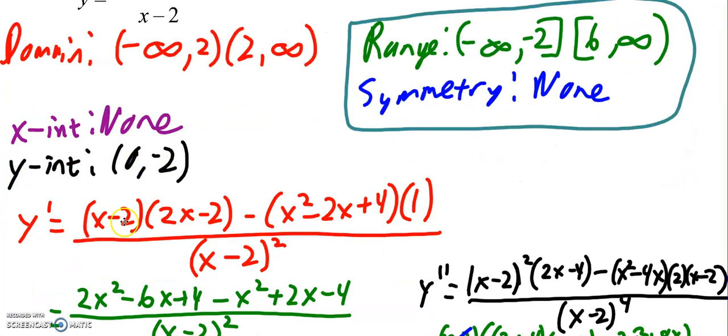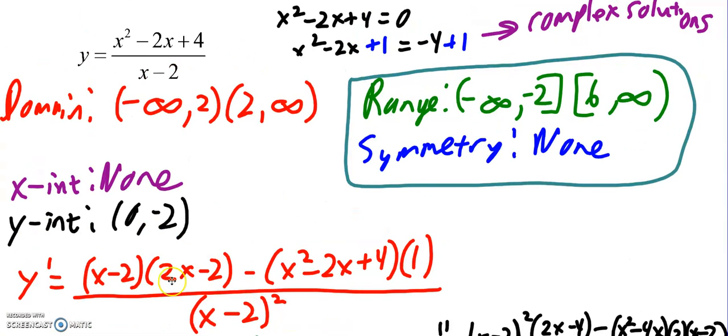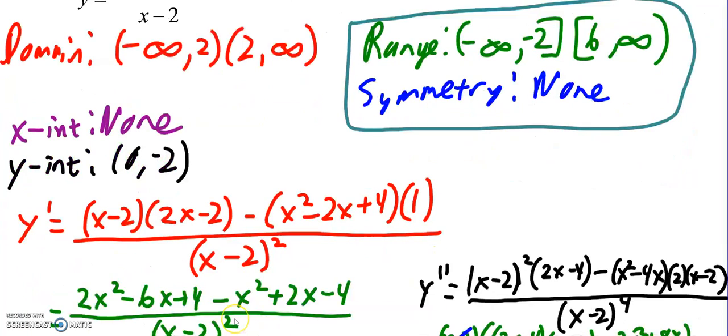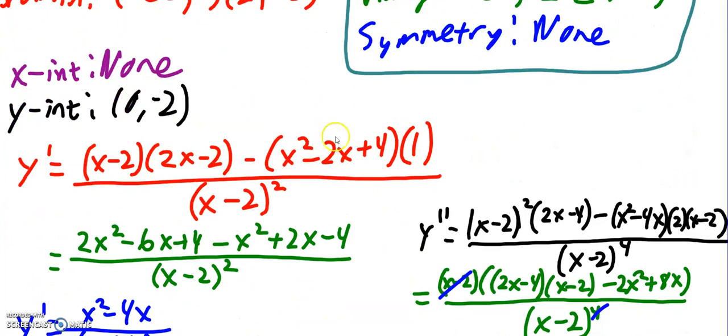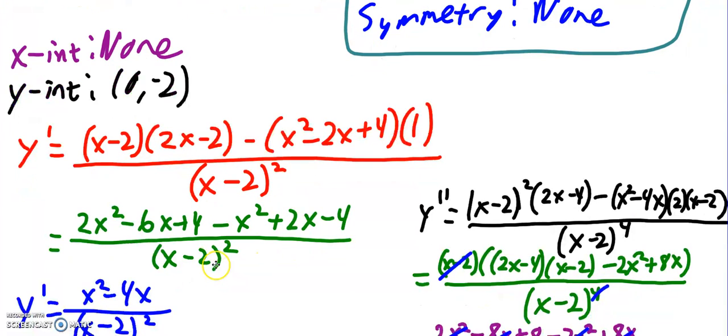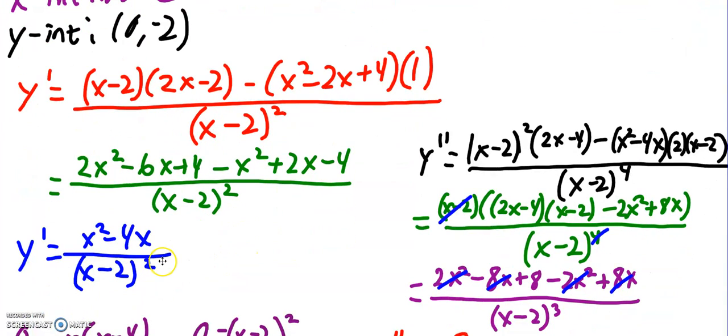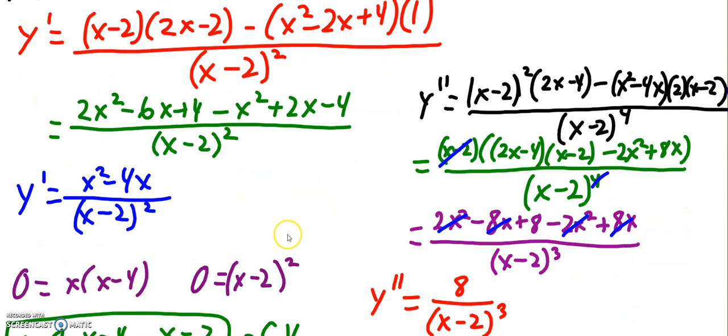All right, first derivative. Do the quotient rule. So we do bottom times the derivative of the top minus the top times the derivative of the bottom over the bottom squared. I'm going to multiply this out and then combine like terms. So this actually simplifies pretty nicely to y prime equals x squared minus 4x over the quantity x minus 2 squared. Do the second derivative. Bottom times the derivative of the top minus the top times the derivative of the bottom over the bottom squared.